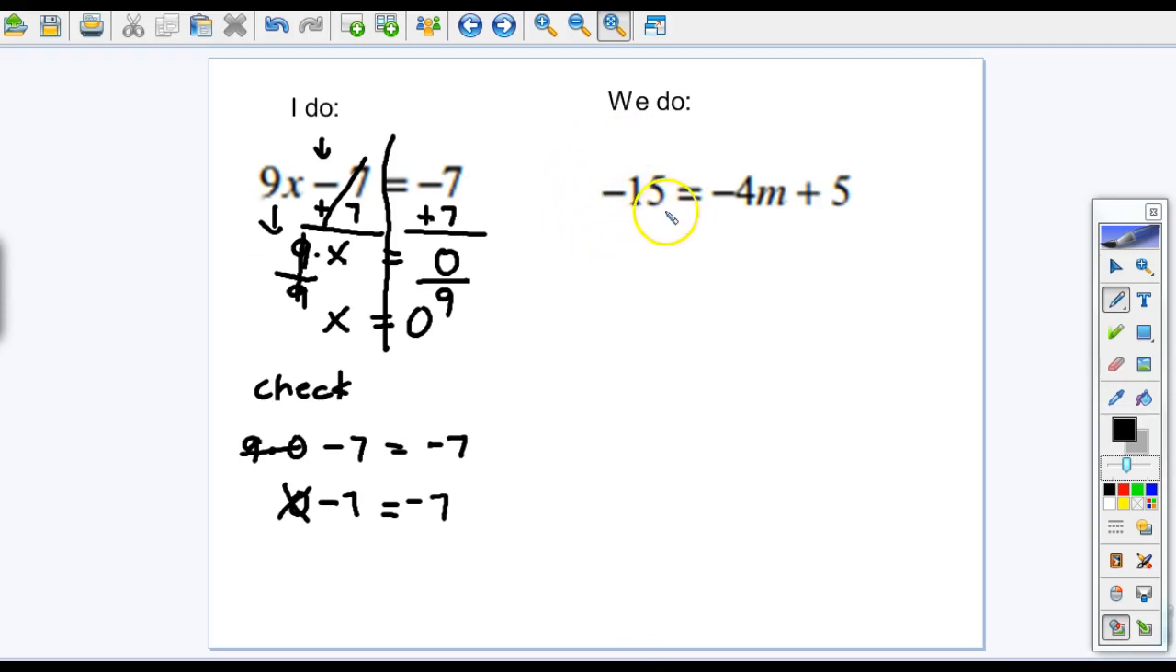So here we have negative 15 is equal to negative 4 times n plus 5. I'm going to draw my line down here. And remember, I want to move whatever is not attached to this variable. So I'm looking at this plus 5. My inverse operation of addition is, again, subtraction. So I'm going to subtract 5 from both sides.